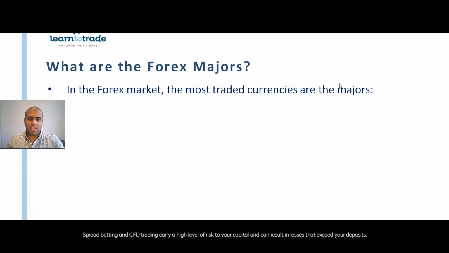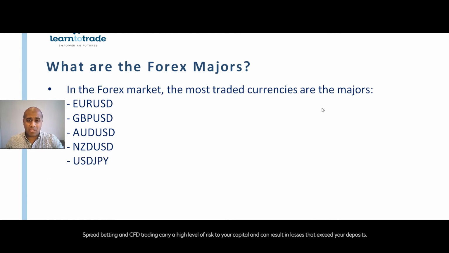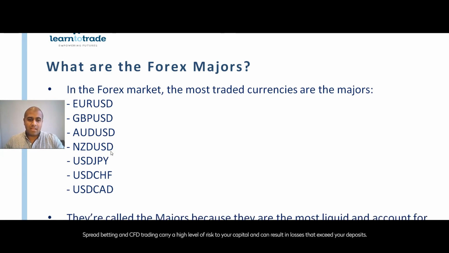Well, in the Forex market, the most traded currencies are called the majors. These include the euro against the US dollar, the pound against the US dollar, the Aussie dollar against the US dollar, the New Zealand dollar against the US dollar, the US dollar against the Japanese yen, the US dollar against the Swiss franc, and the US dollar against the Canadian dollar. If you see, these are actually the currencies of the G8 nations, okay? And they're called the majors because they are the most liquid currencies to trade and account for nearly 80% of the Forex market. Let's have a look on smart charts so you can see these in real time.